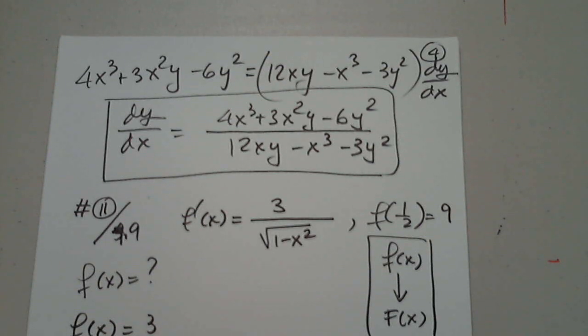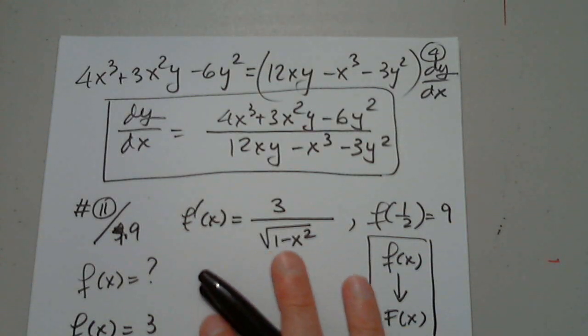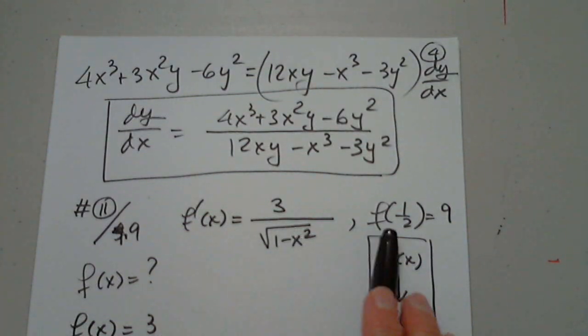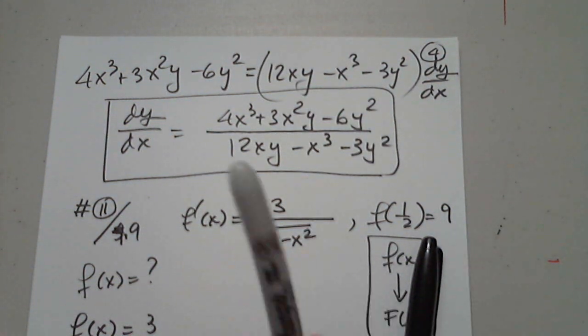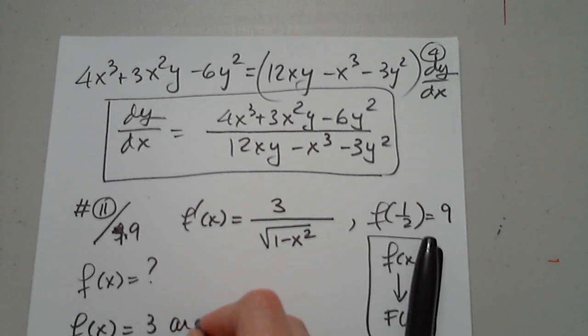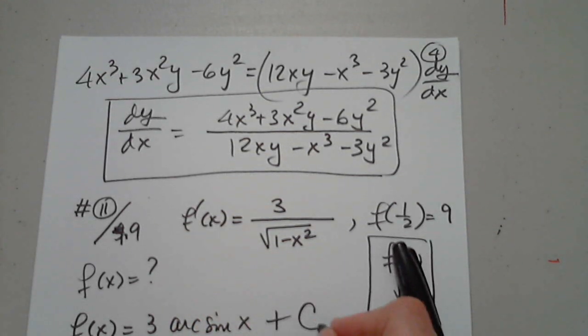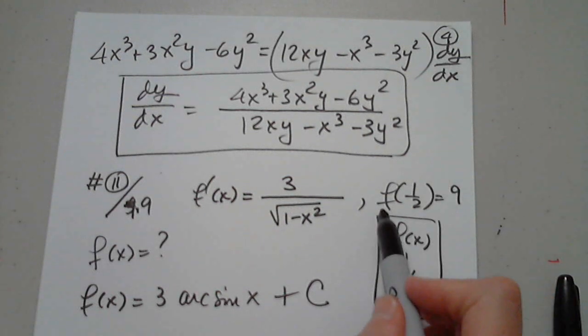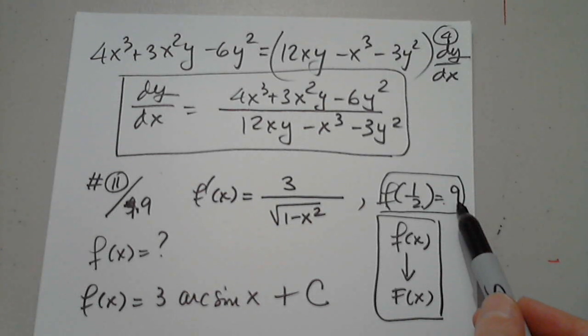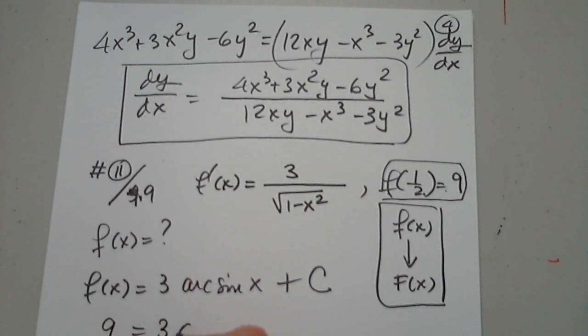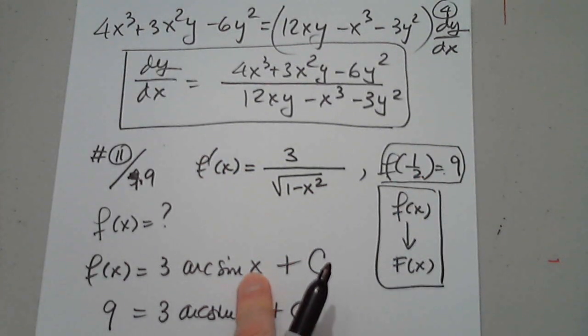Anyone? Which function do I differentiate to get 1 over the square root of 1 minus x squared? Arc sine. Yes. Thank you very much. Plus a constant c. Now we are given this information. This is f of 1/2 equals 9. So 9 equals 3 arc sine of 1/2 plus a constant c. When x is 1/2, y is 9.